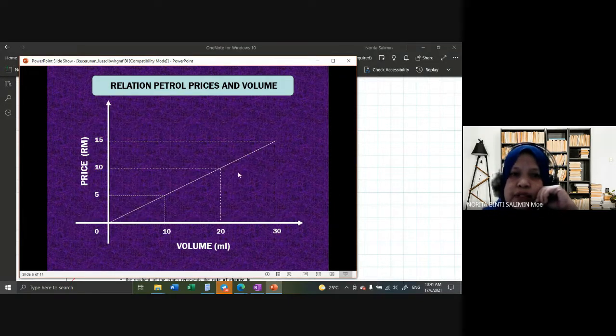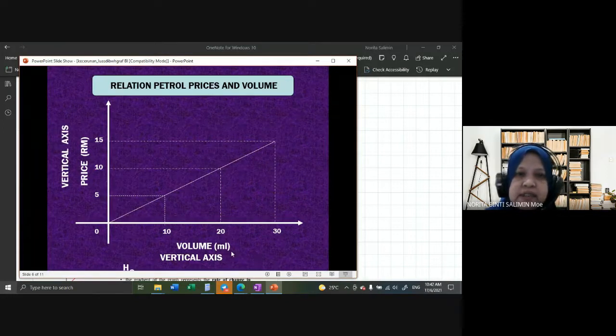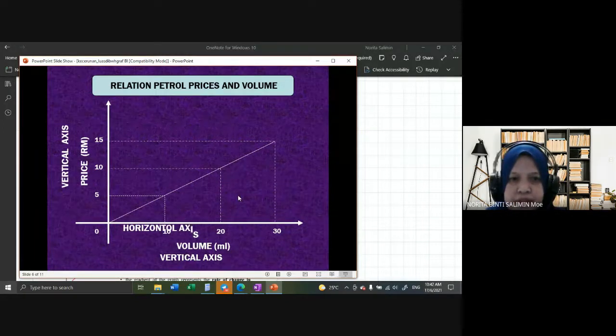Okay, then we draw a straight line here. Straight line in the graph. So the volume of the petrol is increased when the price is increased. Okay, so lagi banyak, lagi mahal awak bayar, lagi banyaklah awak dapat isi minyak volume of a petrol. So this is a vertical axis, and this is a horizontal axis. Okay, horizontal axis.